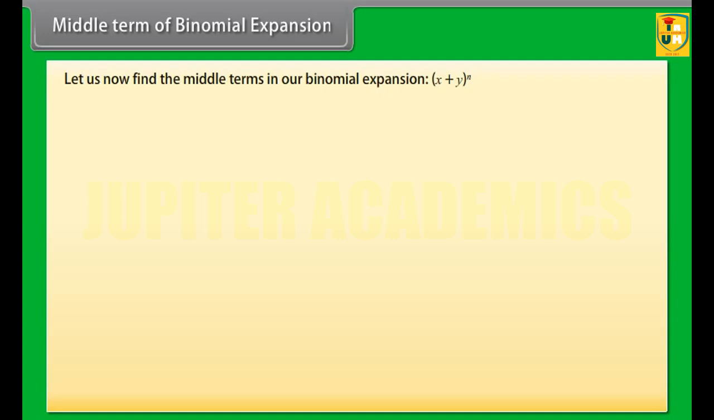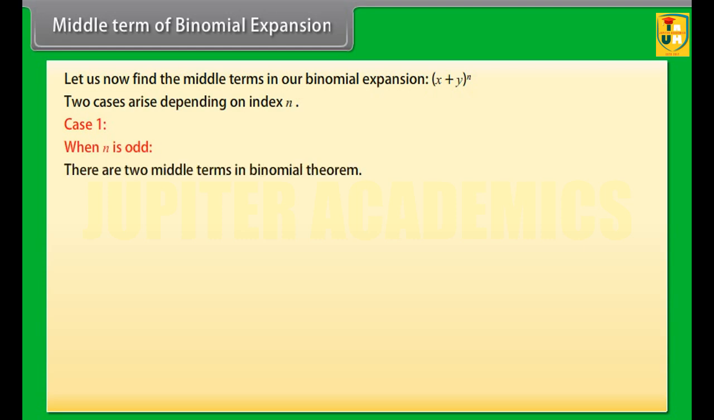Middle term of binomial expansion. Let us now find the middle terms in the binomial expansion x plus y raised to power n. Two cases arise depending on index n. Case 1: when n is odd. There are two middle terms in the binomial theorem: the n plus 1 by 2th term and the n plus 1 by 2 plus 1th term.